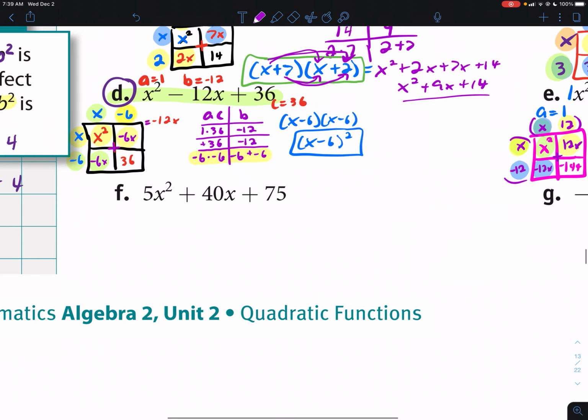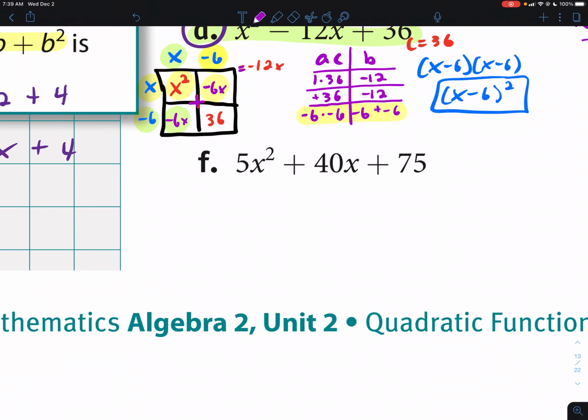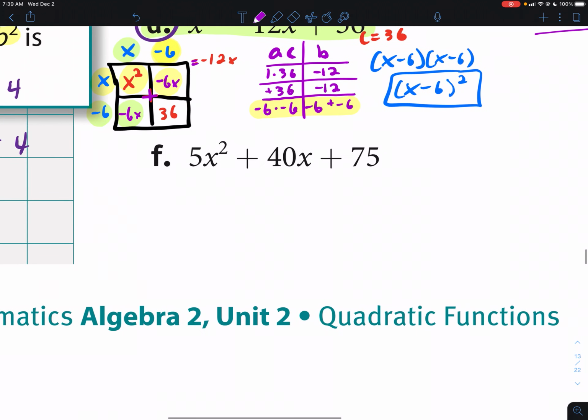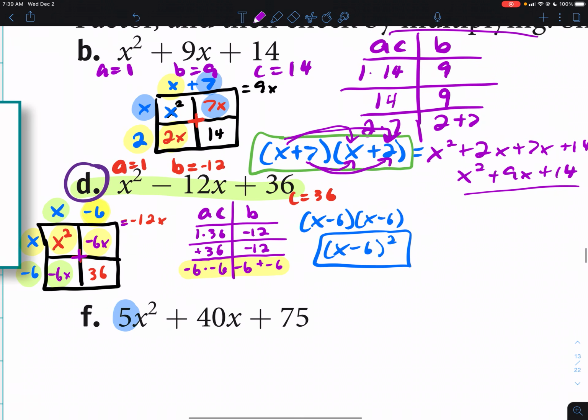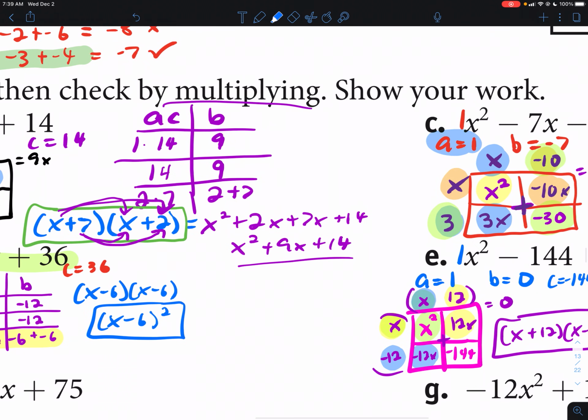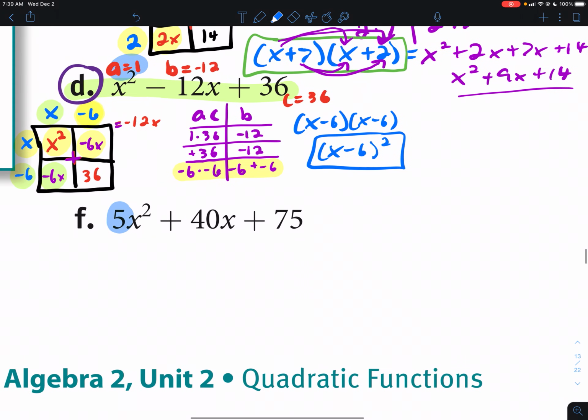All right, on F here. Now this is something we haven't done yet. You see this number in the front. This is 5. So in all of these so far, A has been 1. But on this one, that's not the case. So before you start to worry, here's what you need to check for.